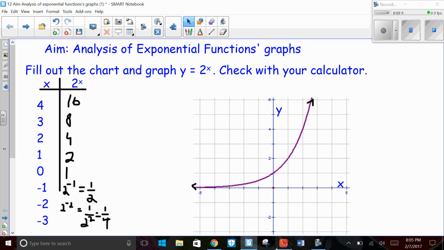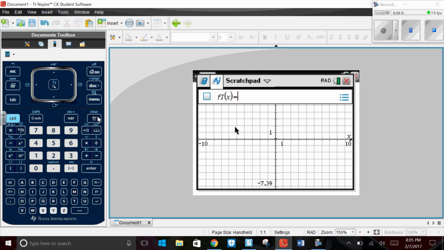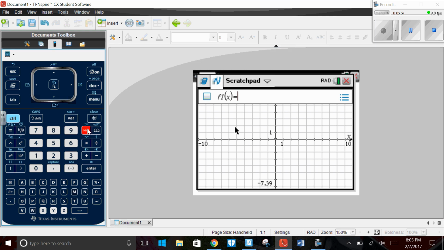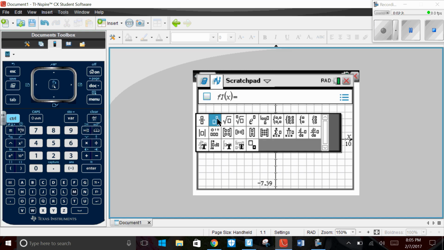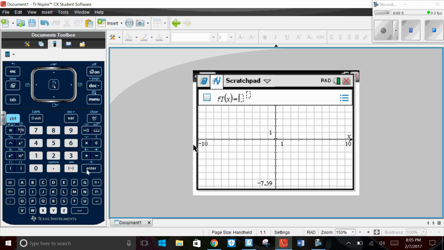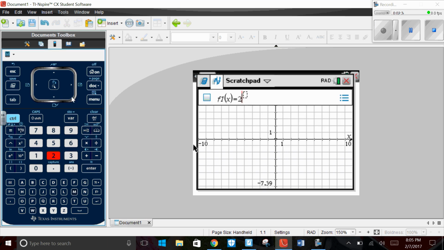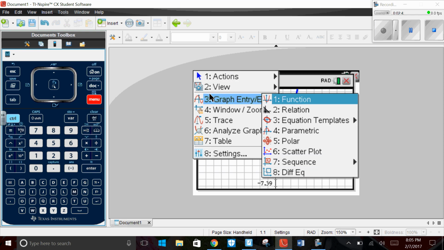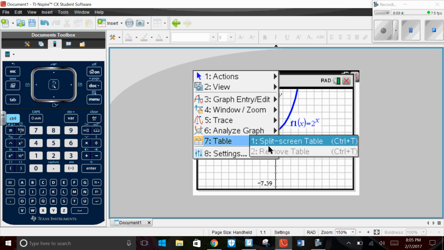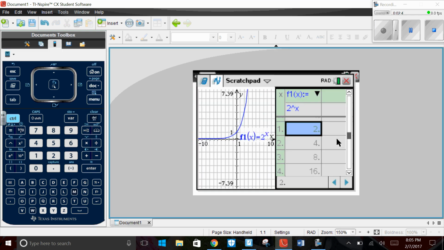So on the calculator, to do that, we go to here and the power function. And we need 2 here on the base, and we need x in the power. Enter, and there you go. And if you want to actually see the points, you can go to table, split screen, and there's your table.